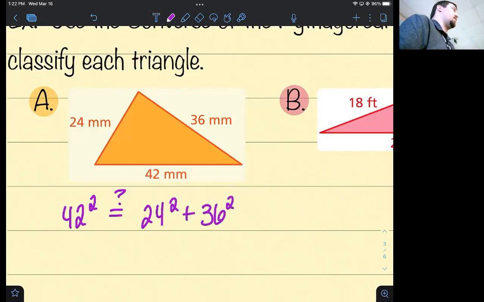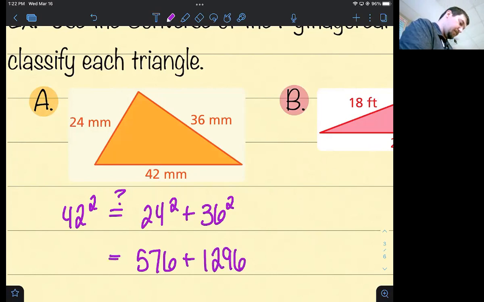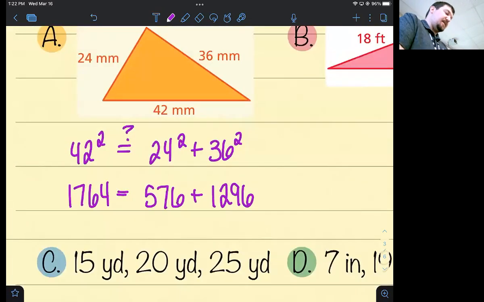Now we should know 24 squared. What's 24 squared? We should have that memorized. Owen? 576. Can someone tell me what 36 squared is? Lizzie? 1,296. Okay. And what about 42 squared, Christian? Okay. Now I add my 576 with my 1,296. Who's got that? Lucy? 1,872.